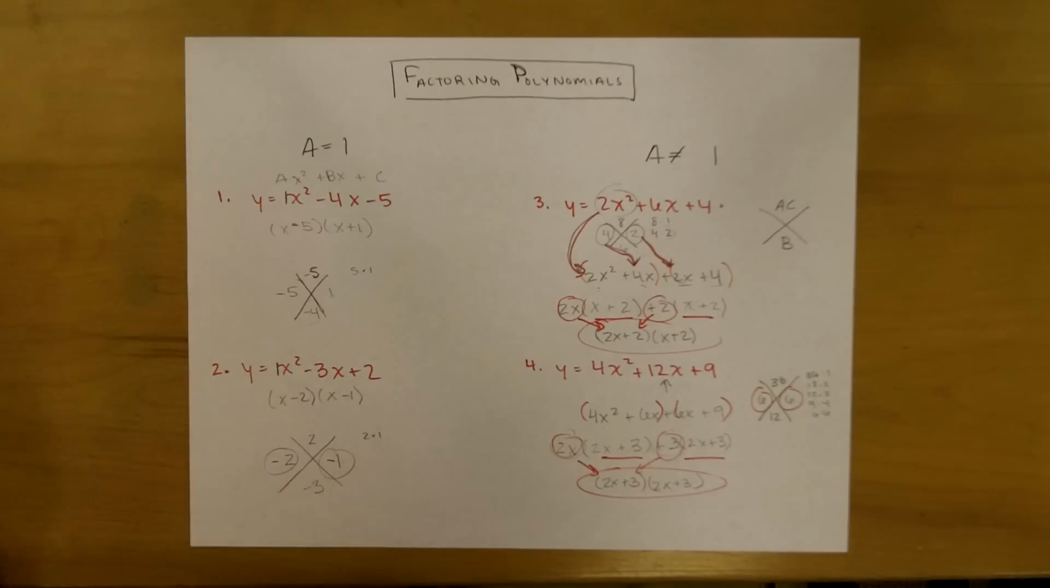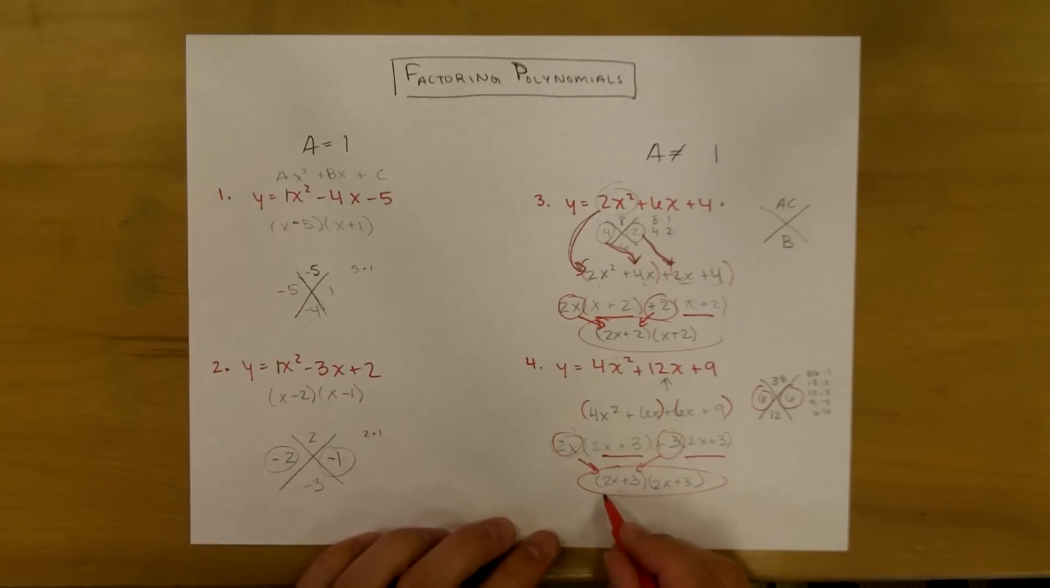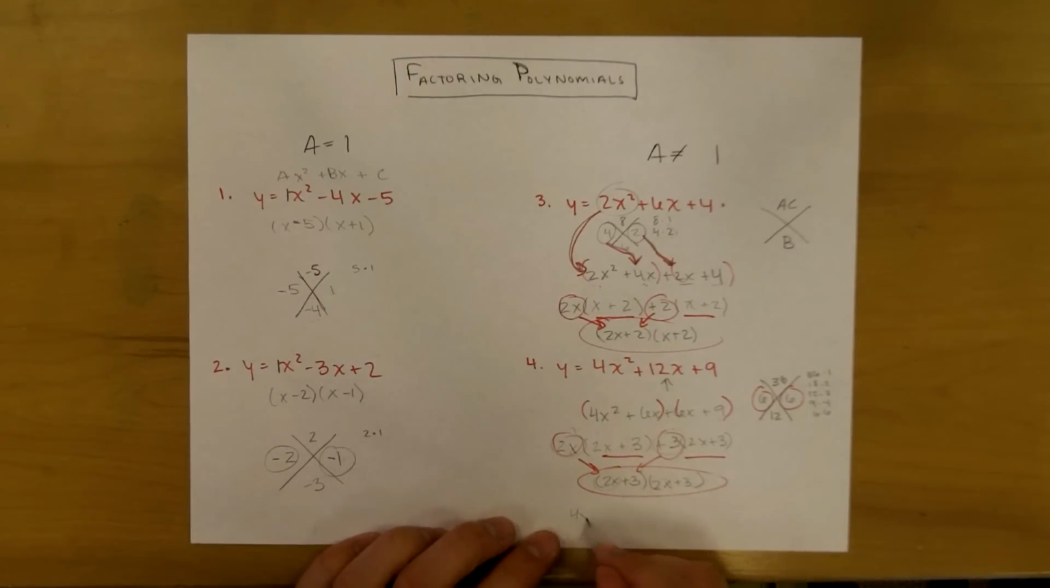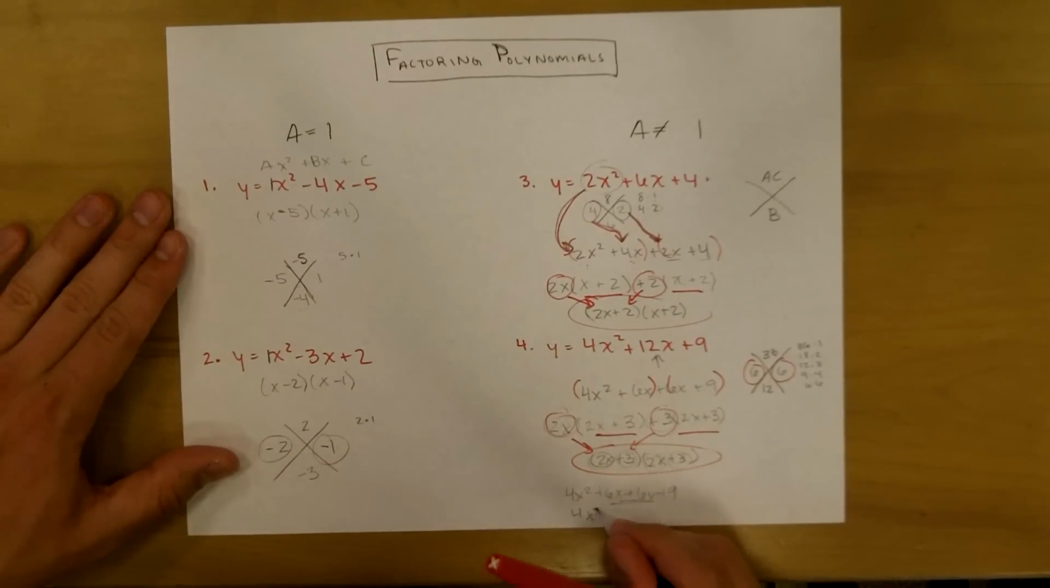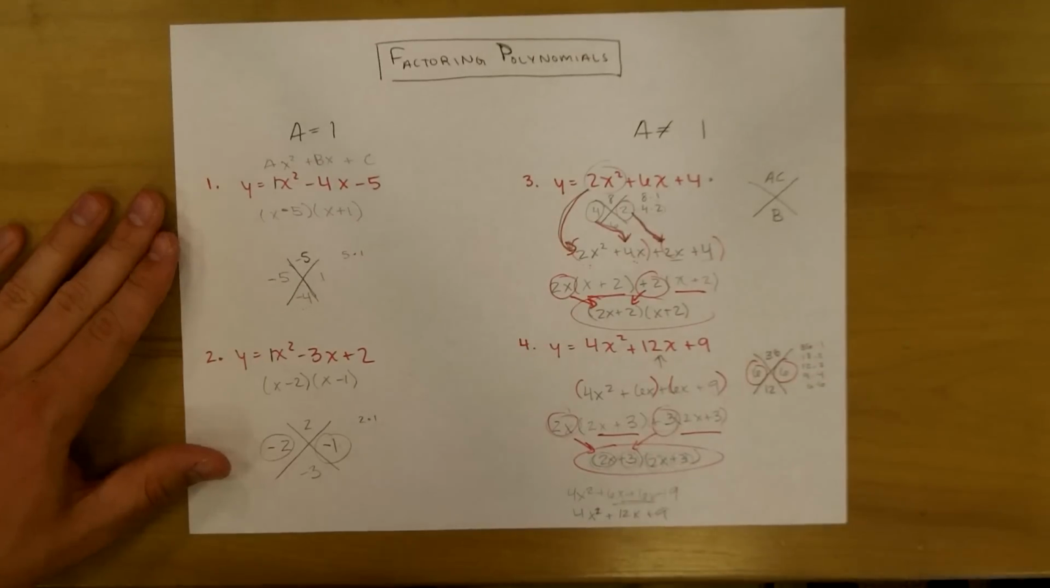If you want to, you can check your answer just by foiling. So we'll take 2x times 2x, which is 4x squared, 2x times 3, which is 6x, 3 times 2x, which is 6x, and then 3 times 3, which is plus 9. This will combine, so we have 4x squared plus 12x plus 9. Same thing we started with.